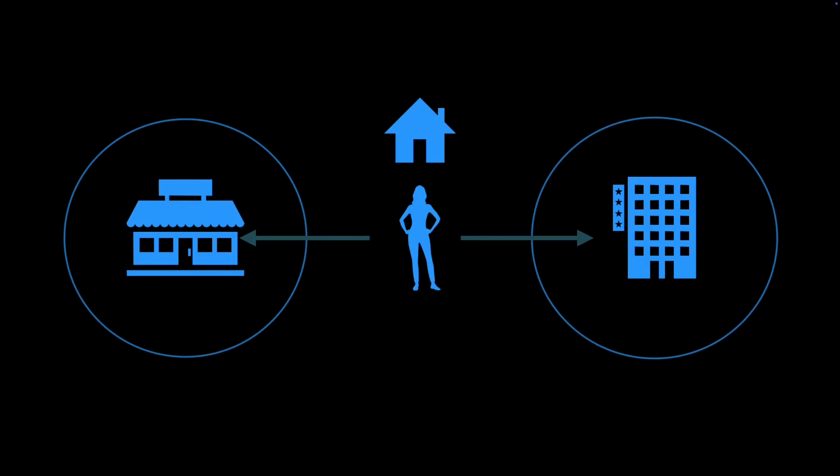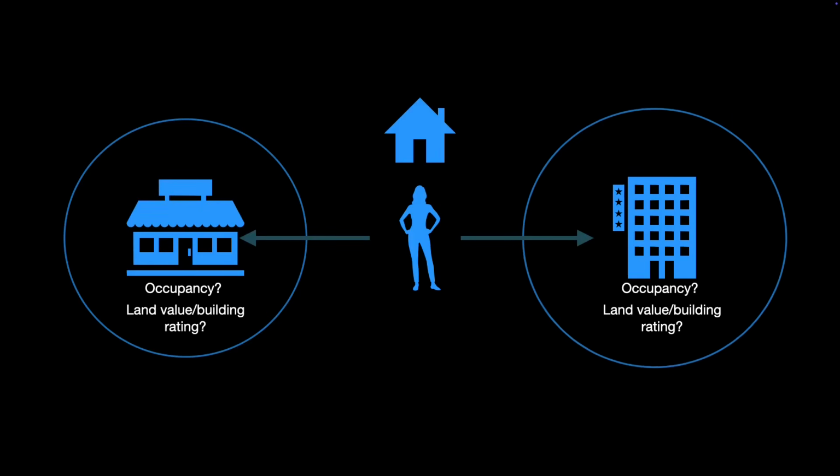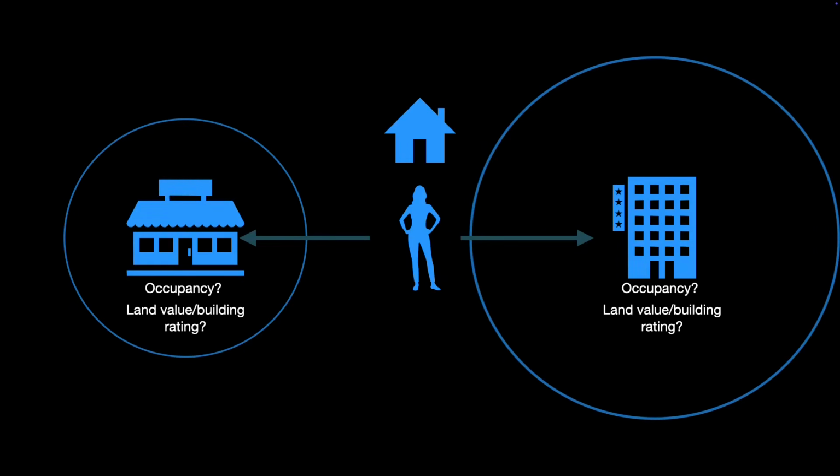So we have two gravitational fields, and the gravitational field's size is decided on things like, well, is there occupancy at either of these jobs? Do they need people? What's the land value? What's the building rating? And that decides the size of each gravitational sink. And then the agent will get pulled towards whatever's stronger. Again, this is an extremely classic system. Most city builders, I believe, use something like this.